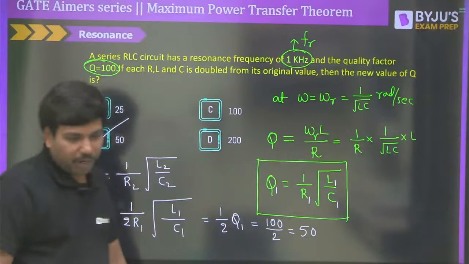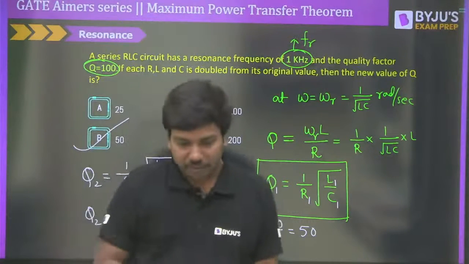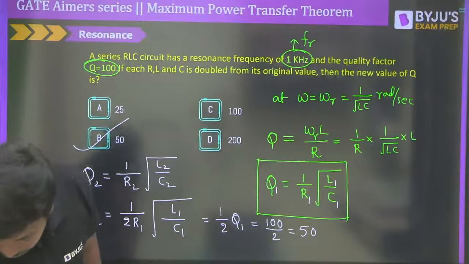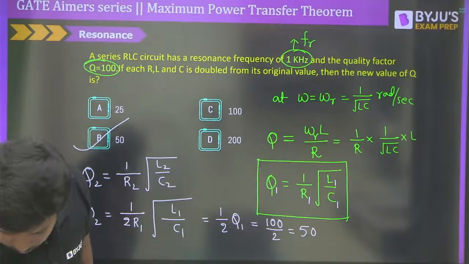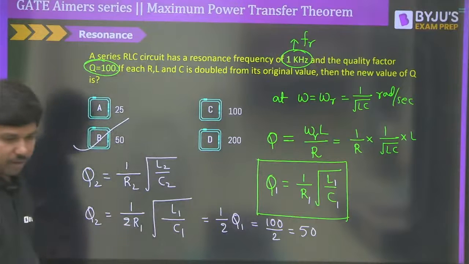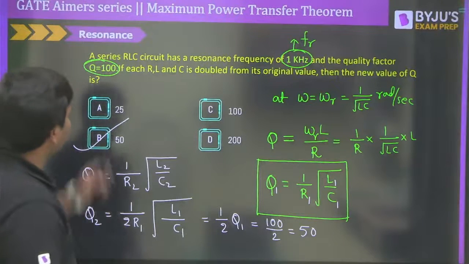Option B, Q by 2. Ansari has given the answer. What about other guys? You must be very fast, right? So, very good. How many of you got 50? 50. Chandrasekhar, very good. Option C is the correct answer.